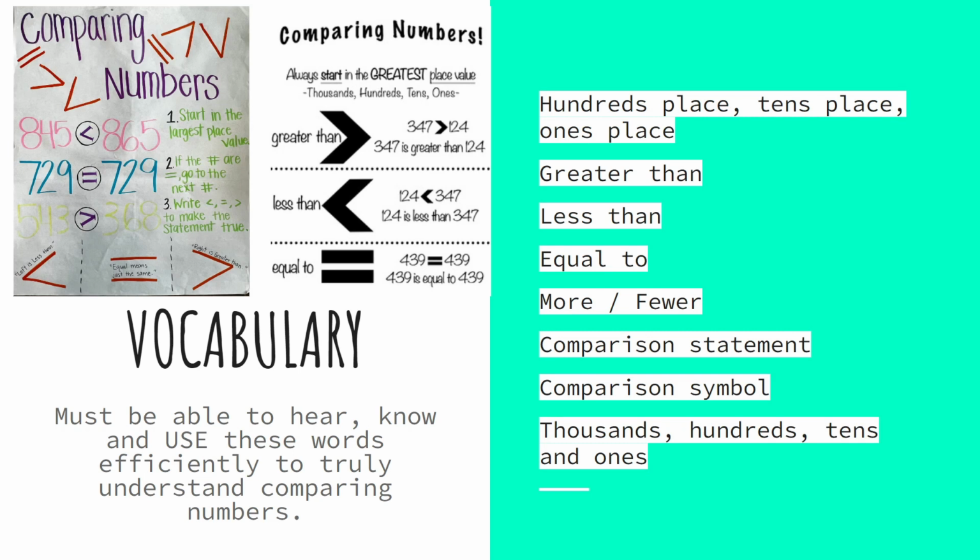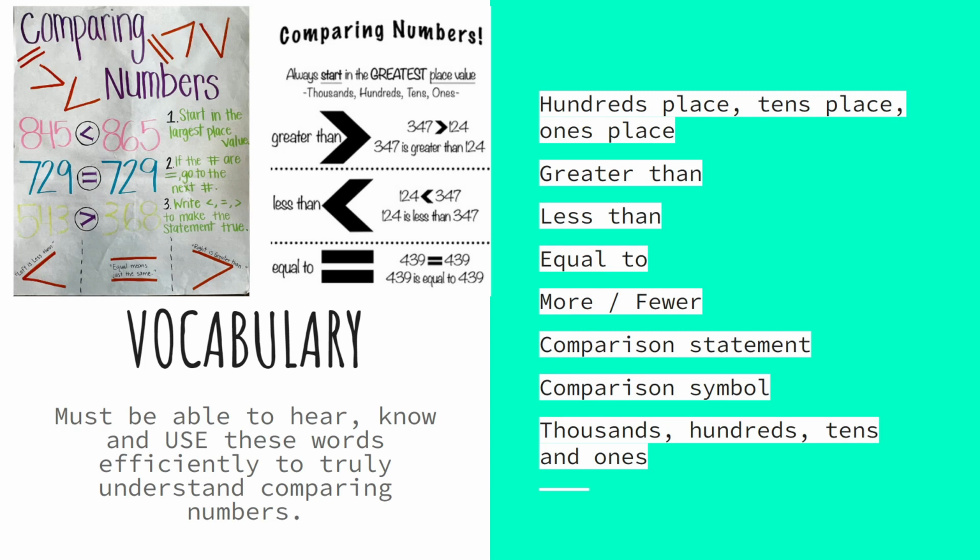Some of the vocabulary that they will have to hear, understand, and use would be hundreds place, tens place, and ones place. The words greater than, less than, equal to, more and fewer, comparison statement, comparison symbol, and then thousands, hundreds, tens, and ones. They'll have to use all of these words to explain how they know a number is greater or less than another number, because they'll be pointing to the place value they're comparing and telling you how much it's worth.